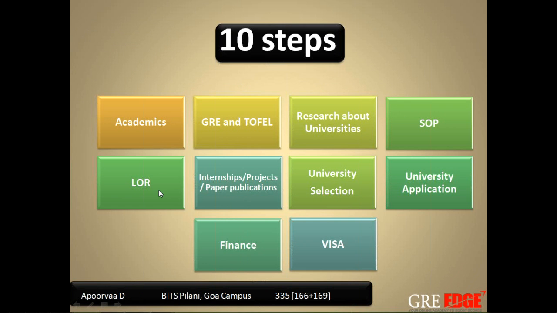So these are the 10 steps which we'll be discussing to reach your dream universities. That is academics, GRE and TOEFL, the research about universities, SOP, LOR. I'll explain what are these, and about internships, your paper publications, your research projects, and how should you select a particular university based on your profile, and what all comes under university application, and how to finance your studies overseas, and all about visa applications.